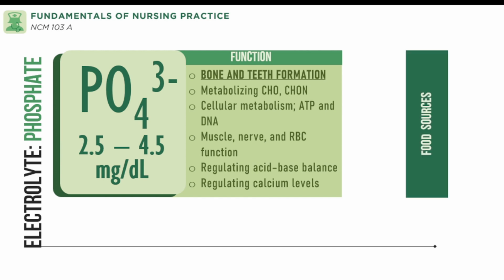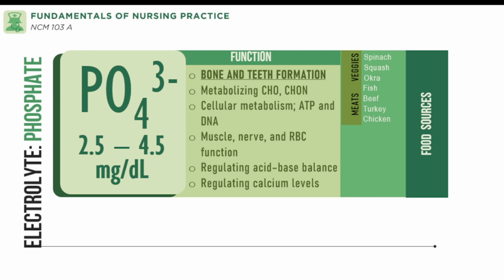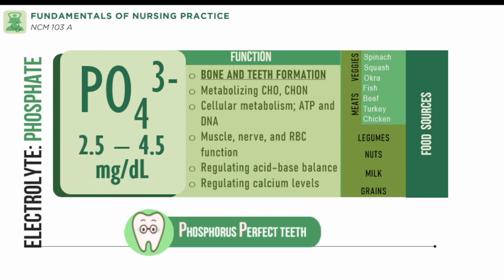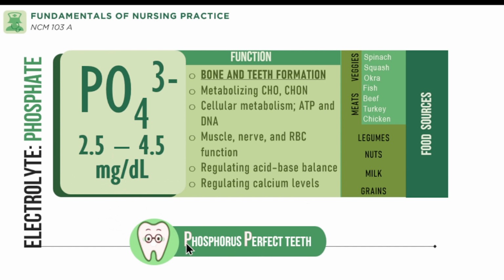Food sources for your phosphate generally are veggies like spinach, squash, and okra. For meats, you have fish, beef, turkey, and chicken. We have your legumes, nuts, milk, and grains. Okay, so for you to remember, phosphate or phosphorus has perfect teeth. So for phosphorus, think perfect teeth, because phosphate is necessary for bone and teeth formation.